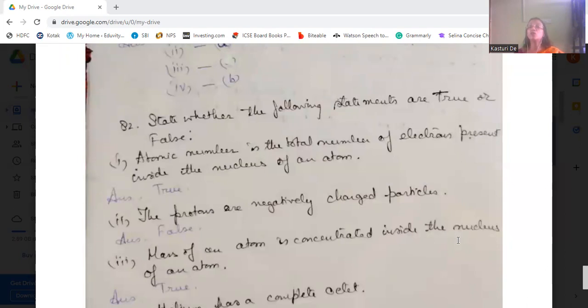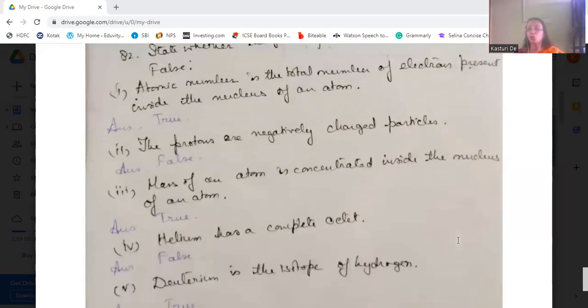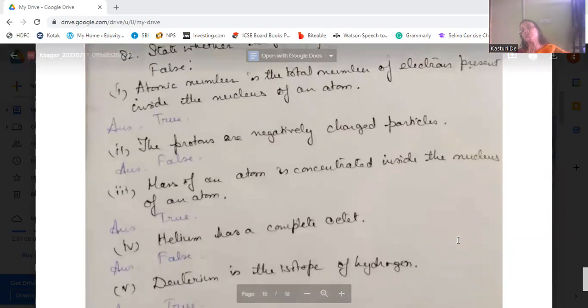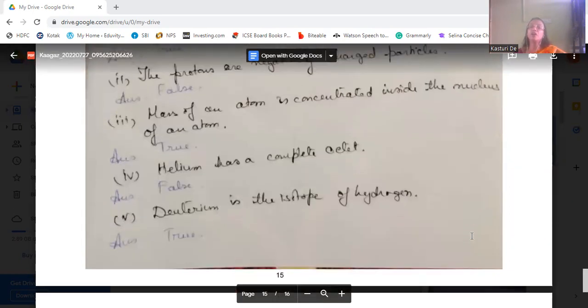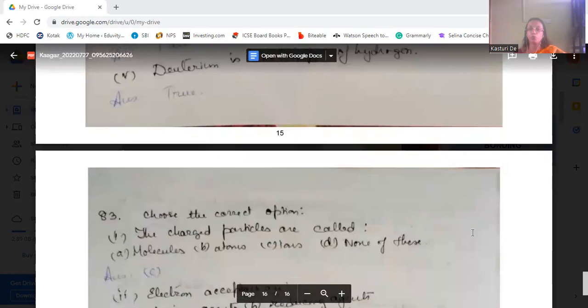State whether the following statements are true or false. Atomic number is the total number of protons present inside the nucleus of the atom. That's true. The protons are negatively charged particles, no, they are positively charged particles. Mass of an atom is concentrated inside the nucleus of an atom, that's true. Helium has a complete octet, no, helium has two electrons on its outermost shell, so it's a duplet, not octet. Deuterium is an isotope of hydrogen, that's true.